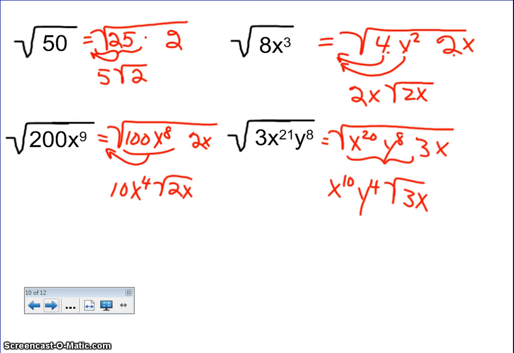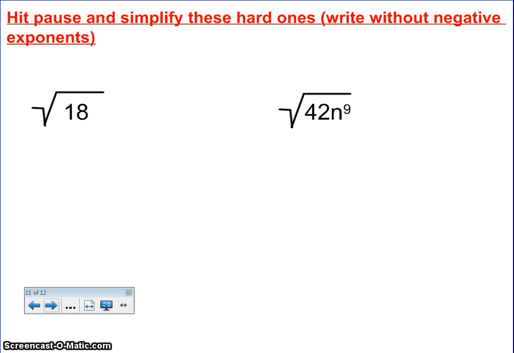What I'd like for you to do right now is to hit pause and try these two. Okay, we're back. I don't think these two are any harder than the ones that we just did. These are, however, off of previous SOL tests.